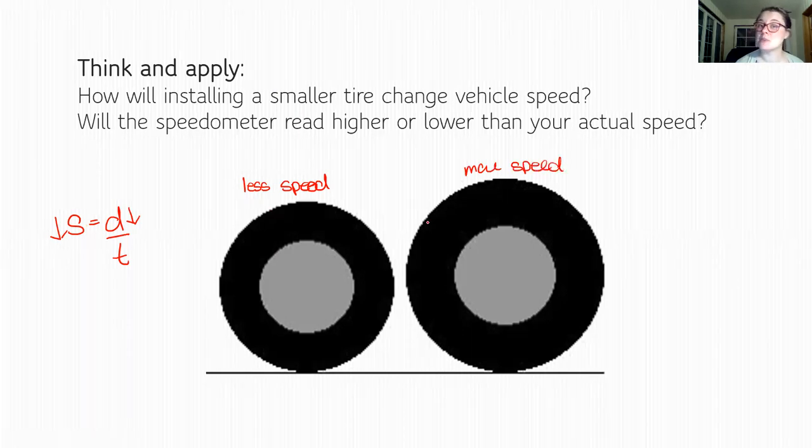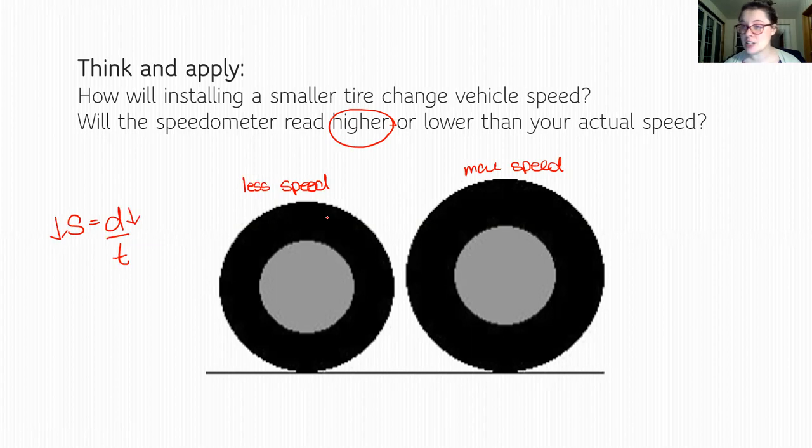Because of that, my speedometer will read higher than my actual vehicle speed, because every turn I'm not going to be going quite as far. So my speedometer thinks I'm driving with a bigger tire, so it thinks I'm actually moving faster than I really am. It thinks I'm covering more distance than I really am. So I actually would drive slower.